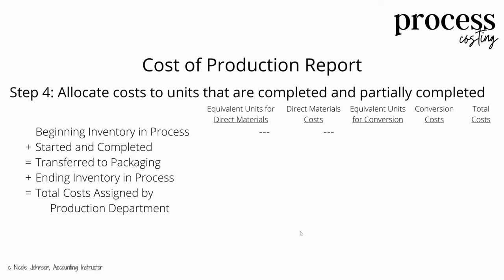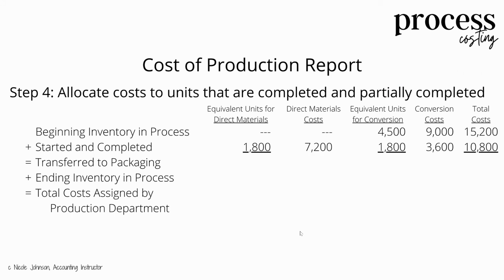So for equivalent units for direct materials, we had 0 direct materials in the beginning inventory in process in terms of costs. So there are no direct materials costs related to the beginning inventory in process. Equivalent units for conversion was 4,500. We're going to multiply that times the $2 per unit to get $9,000. Total costs include the $6,200 in beginning inventory, and we're going to add in $9,000 for the conversion costs. So now our total cost for beginning inventory in process is $15,200.